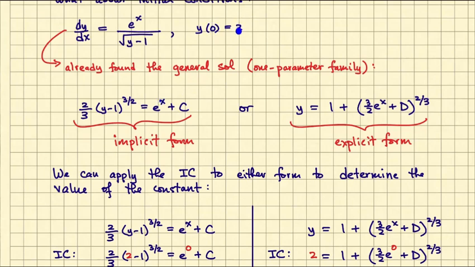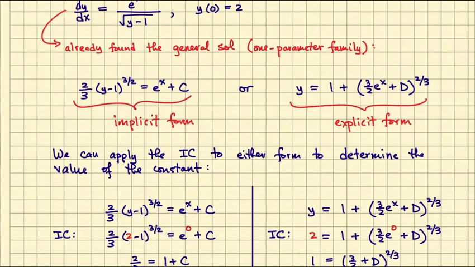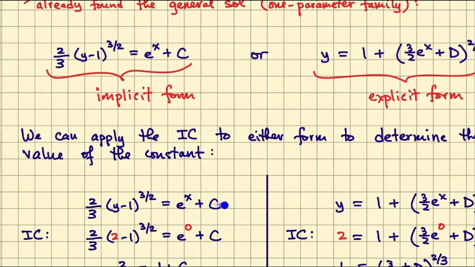Wherever I see a y, I want to put a 2. And when I do that, here's our implicit form. I'm going to apply the initial condition where I put a 0 in for x, and I put a 2 in for y. And then I'll just simplify this.